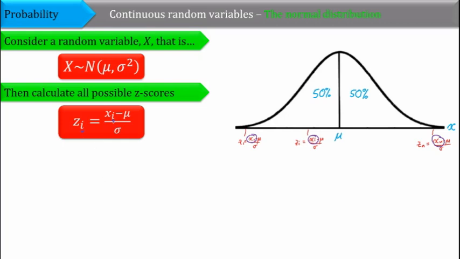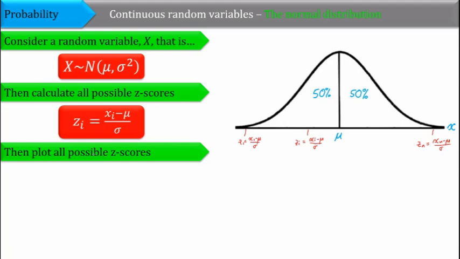So we can make i equal to 1, so that means we'll calculate the z-score for x1. When we make i equal to 2, it means we calculate the z-score for x2. So we simply calculate the z-score for each and every single x value. Now, next step. If we take all of those z-scores and we want to plot them, what's going to happen?